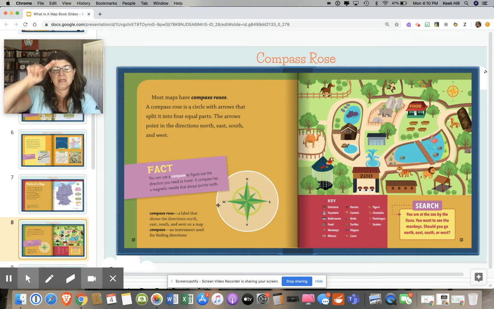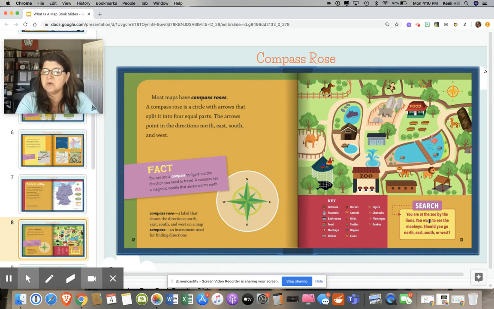That helps me remember N-E-S-W, and I think I'm in a mirror, so I'm pointing the wrong way. But never eat soggy waffles is how I remember north, east, south, and west. Right here, there's a little challenge for us.